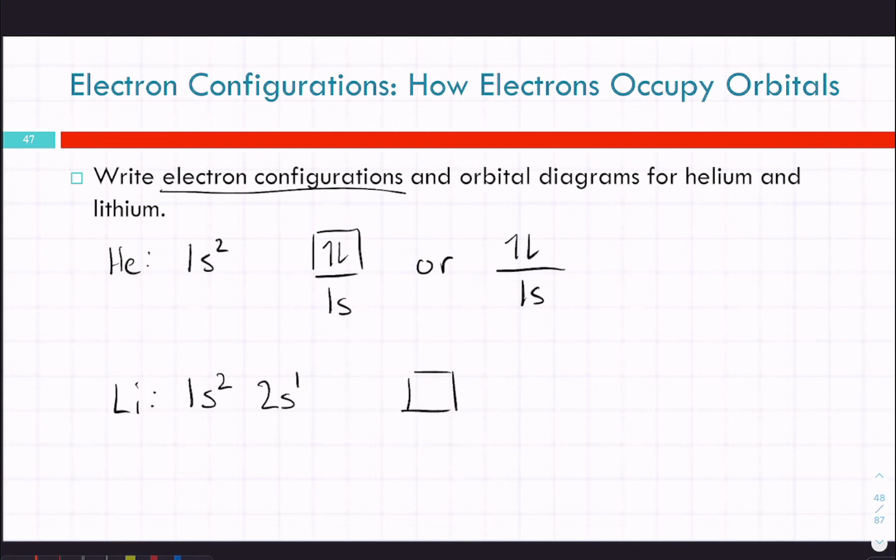Then for our orbital diagram, I'm going to do this with just the line. We'd have 1s and then 2s, which I know because we're going to fill this one up. That's 1 and 2. And then our third electron is by itself in the 2s orbital.